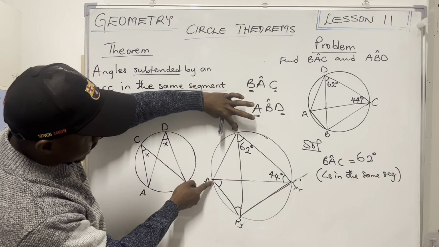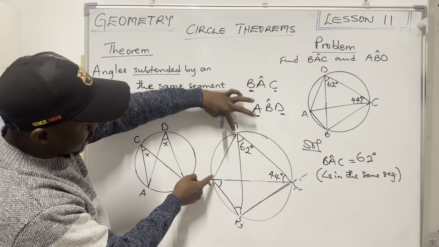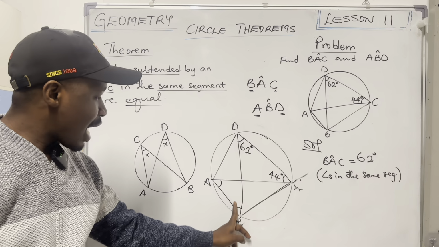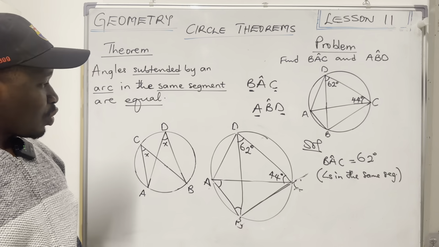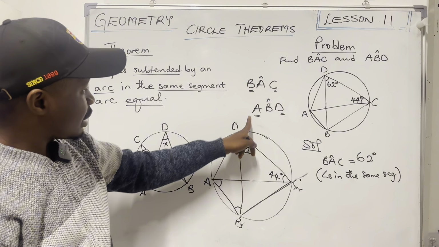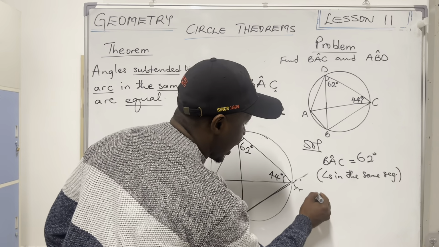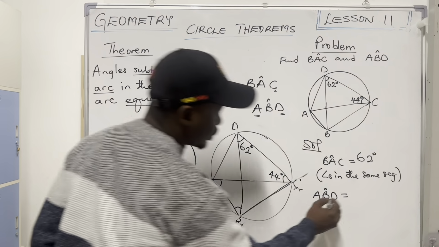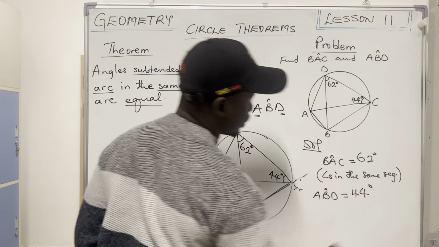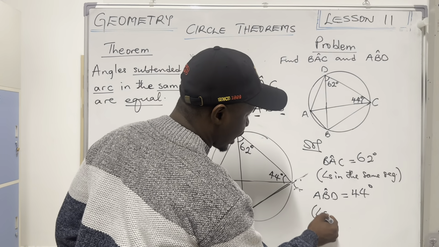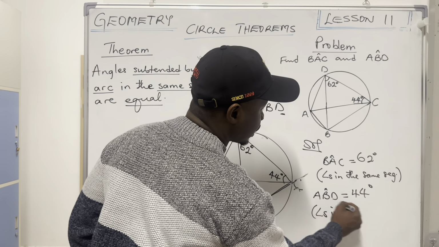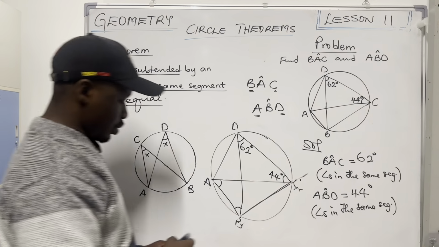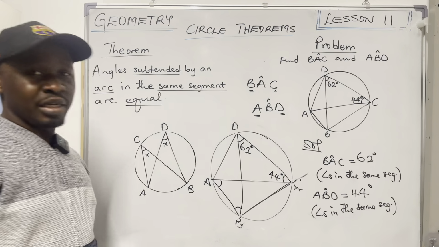So if the same arc that forms this angle is the same arc that forms this angle, we can say 44 and this one, they are equal. So how do we identify? Okay, this is ABD. So now we can say angle ABD is equal to 44 degrees. What is the reason? Because they are angles in the same segment. So this is what this theorem is all about.